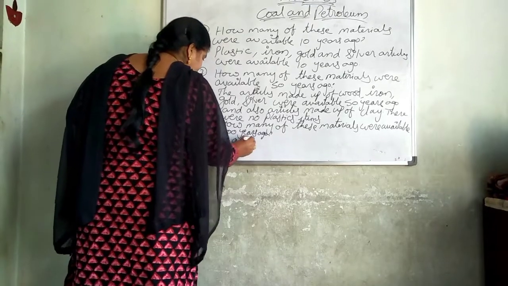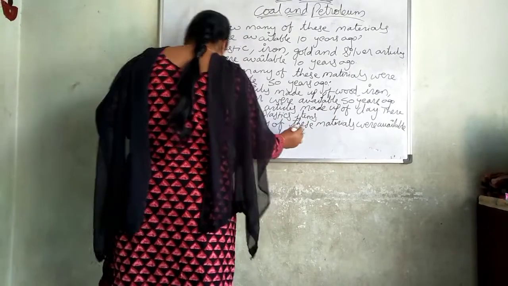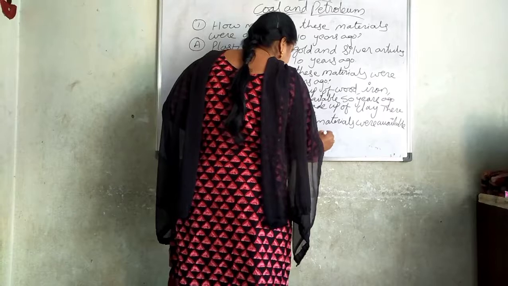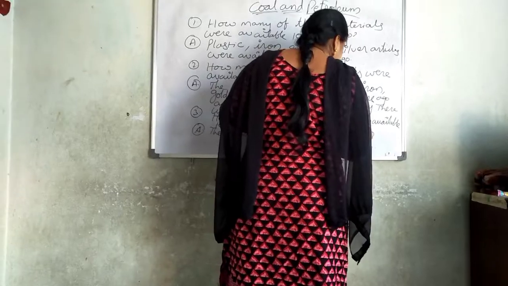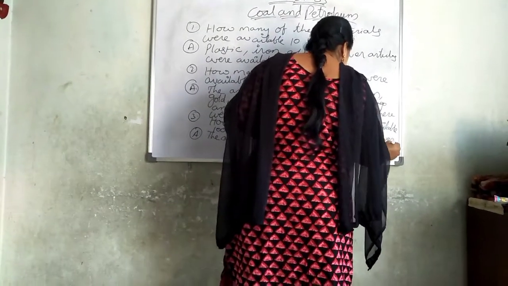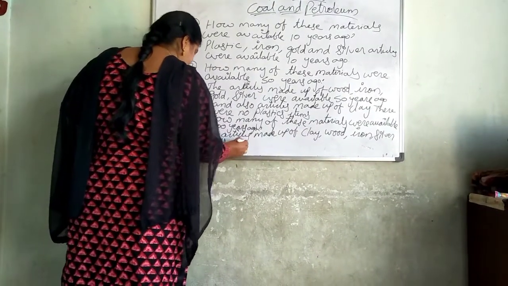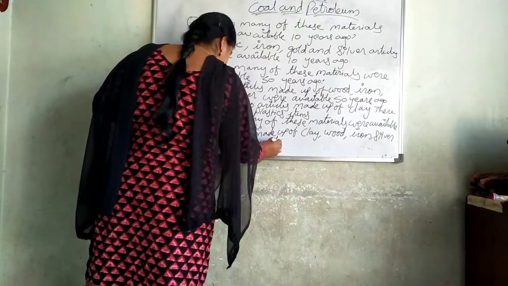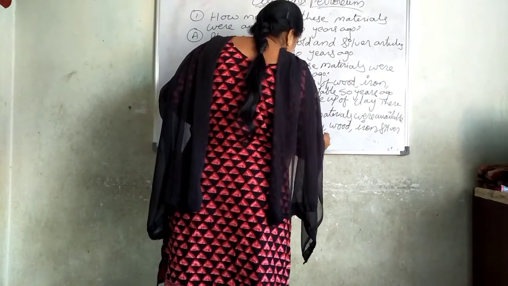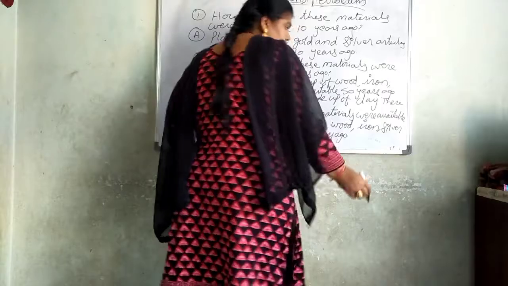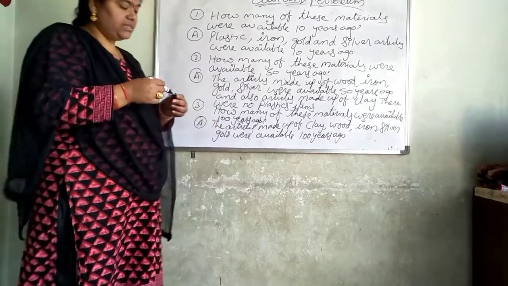For this the answer will be: the articles made up of clay, wood, iron, silver, gold were available 100 years ago. So please check here. The things given in your textbook itself, you have to answer these questions.